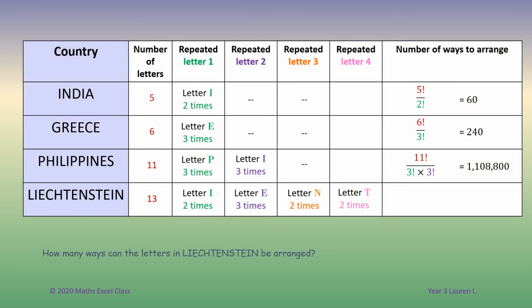To solve our question, how many ways can the letters in Liechtenstein be arranged? The number sentence would be 13 factorial divided by 3 factorial times 2 factorial times 2 factorial times 2 factorial, which would equal 129,729,600. There are 129,729,600 ways that the letters in Liechtenstein could be arranged.